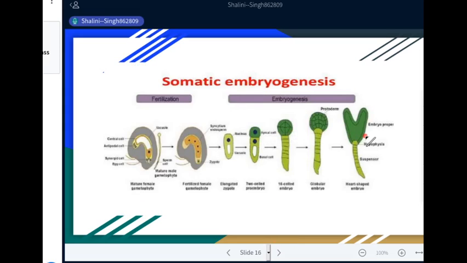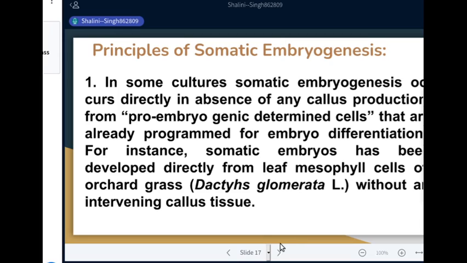These are the different developmental stages of these somatic embryos. They may be termed as globular shape, torpedo shape, heart shape, and finally the cotyledonary shape, as happens in the case of zygotic embryos. In some cultures, somatic embryogenesis occurs directly in absence of any callus production from pro-embryogenic determined cells, PEDC, which are already programmed for embryo differentiation. So this is known as direct somatic embryogenesis.